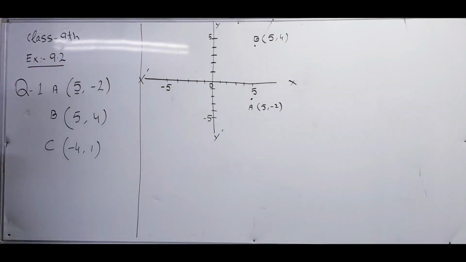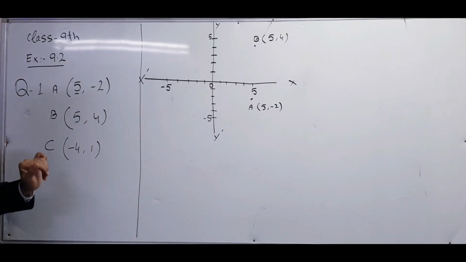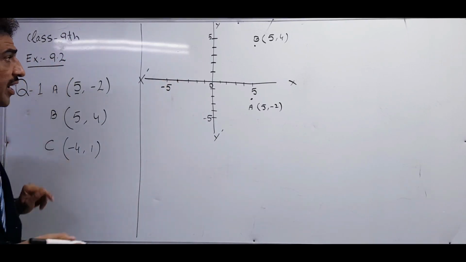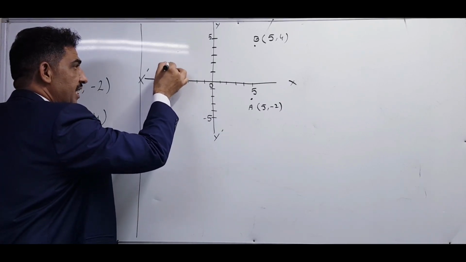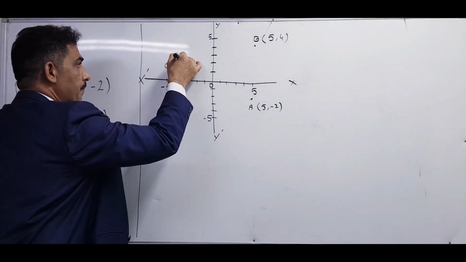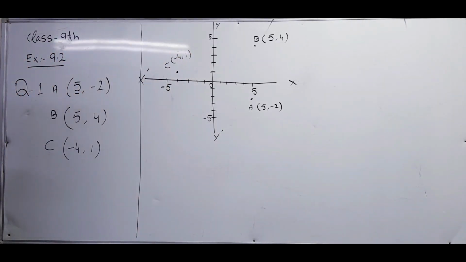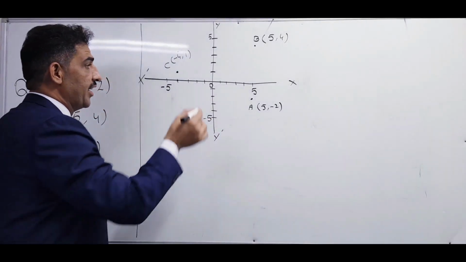Correct? The value of C is (-4, 1). Where do we have to take -4? Good. On the x dash side, on the left-hand side of the origin, -4, so -5, this value is equal to -4, and 1. We go up one. That is vertex C, and the value of vertex C is (-4, 1). So first of all, we have to join all these vertices to make the triangle. Then we will check whether it is an isosceles triangle or an equilateral triangle.